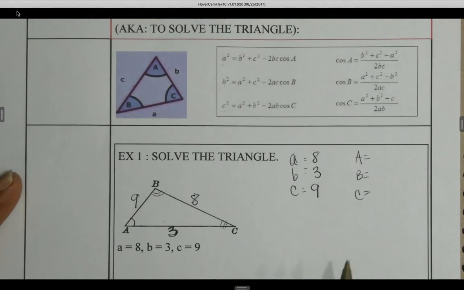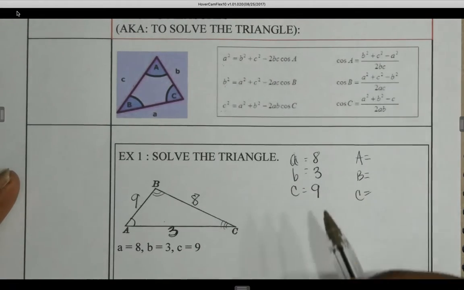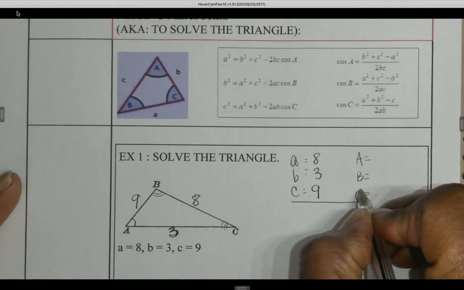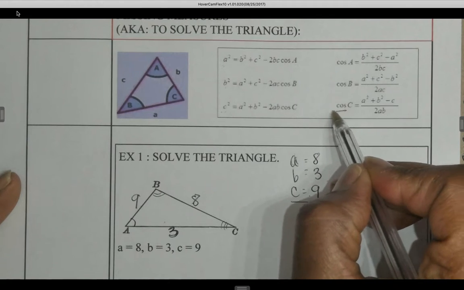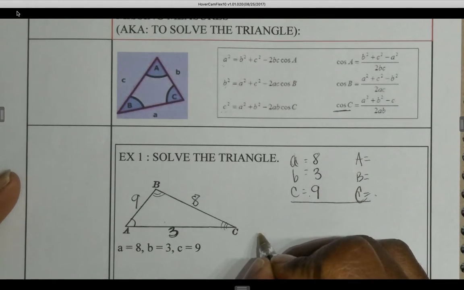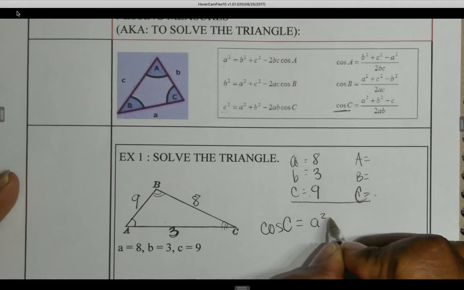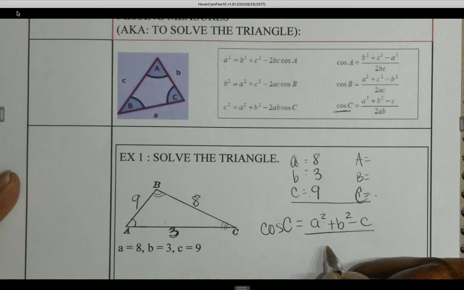I'm just going to start with the biggest angle. It's just easier to start with the largest angle. And because c is the largest side, that means angle C is going to be the largest angle. So I'll start with C. I'm going to use this here, and it says cosine of C equals a squared plus b squared minus c squared, divided by 2ab.